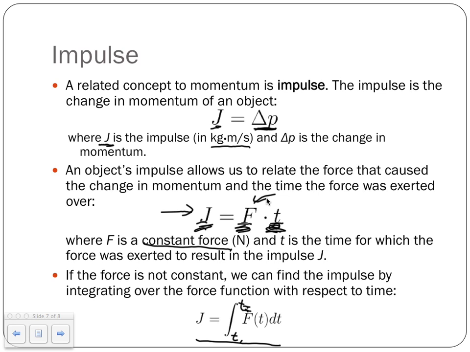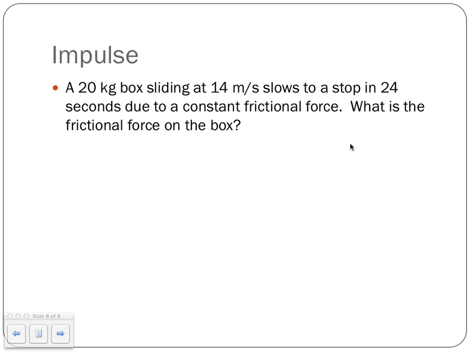All right, so let's take a look at working out an example of an impulse problem. And then we'll go back and do one more momentum problem, the one that we skipped earlier. All right, so a 20 kilogram box sliding at 14 meters per second slows to a stop in 24 seconds due to a constant frictional force. And the question is, what is the frictional force on the box?